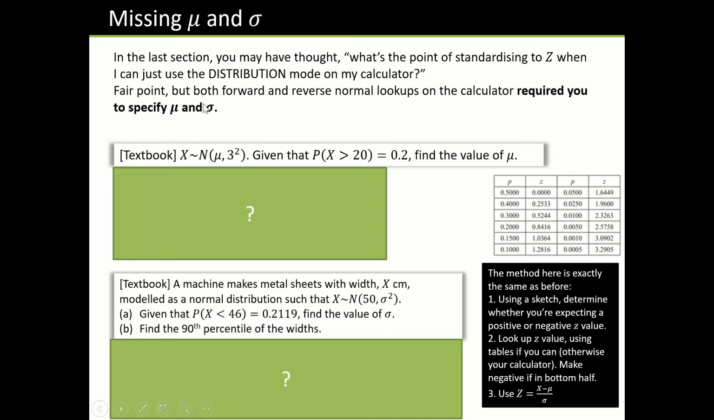What we'll do in this case, this is an example from your textbook, is we have a sigma of 3, but the mu we don't know. However, we do know the probability that x is greater than 20 is 0.2. I suggest using a sketch first, as it's always helpful. And knowing that x is greater than some value gives us a probability of 0.2, we can figure out the z equivalent.